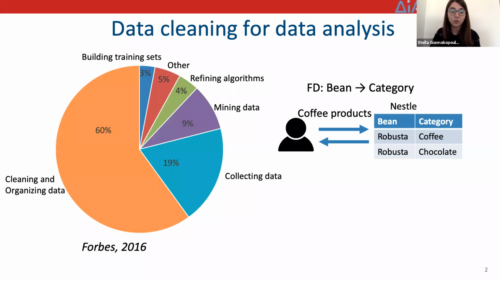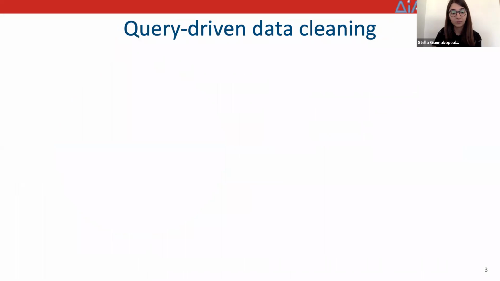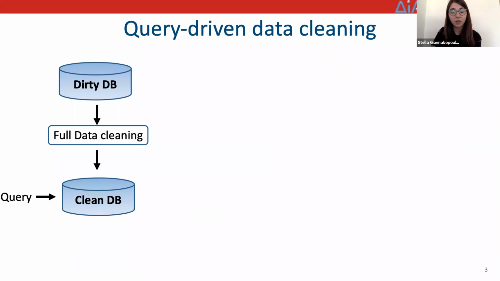Therefore, a user might want to go back and define a functional dependency that states that the type of bean determines the product category and then detect violations of this rule. Therefore, we observe that the process of data cleaning is expensive and depends on the analysis that users perform. To perform analysis over dirty data, a traditional approach would just take the dirty database, apply all the cleaning tasks offline, and then execute the queries over the clean version of the database.